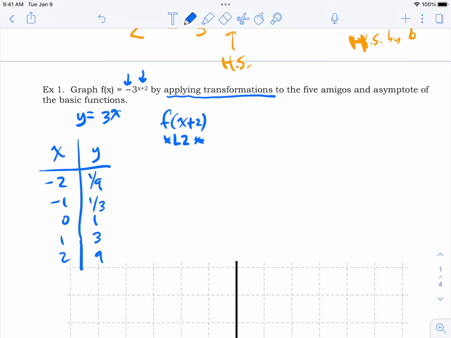Now, what about this negative in front? That's in front of the whole function. So that's another change we're doing. Putting a negative in front of the whole function. What does that do? That reflects it over the x-axis, in other words, up and down.